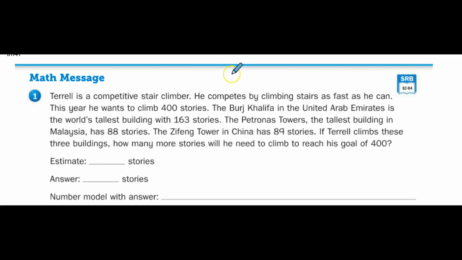Okay, so I know that he wants to climb 400 stories. That's his goal. Now, if he climbs these 3 buildings, we have a building with 163 stories, and a building with 88 stories, and a building with 89 stories. So if he climbs these 3 buildings, how many more stories will he need to climb to get to 400? So I understand my story.